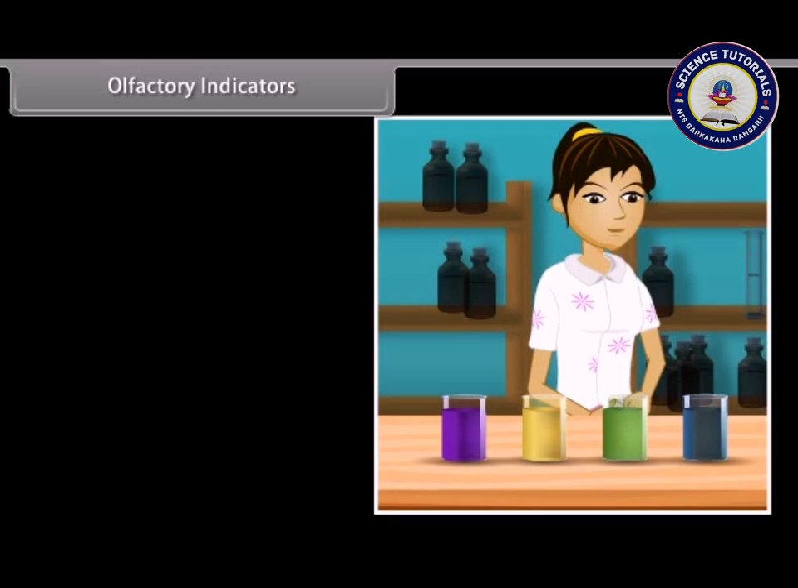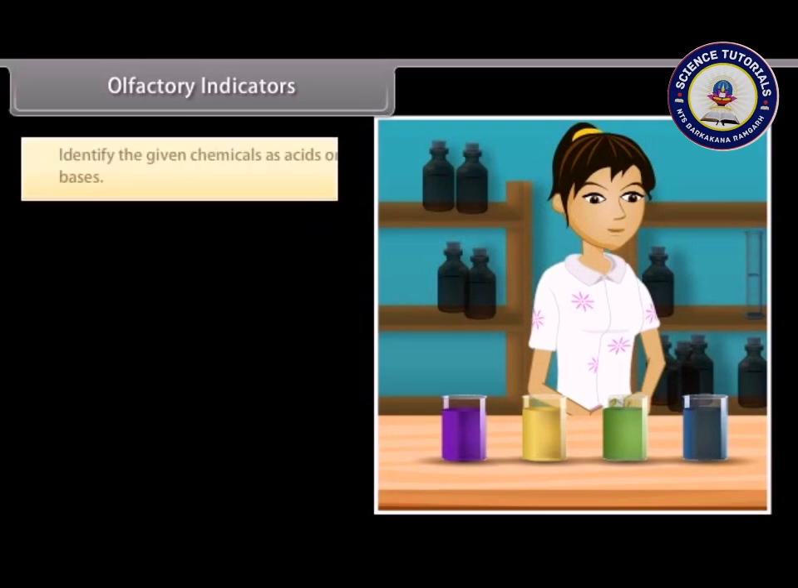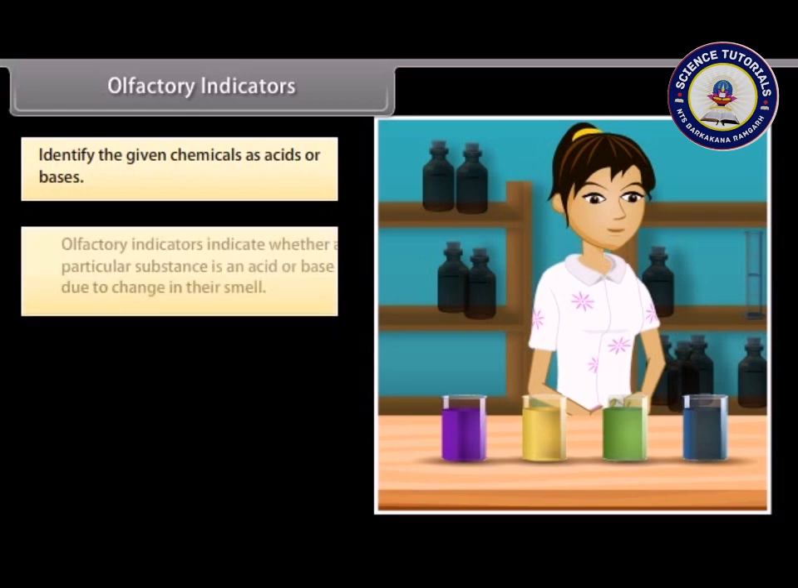Olfactory indicators. Suppose you are given 4 chemicals and asked to identify them as acids or bases. How will you do it? Let us find out. We have olfactory indicators which indicate whether a particular substance is an acid or base due to change in their smell.